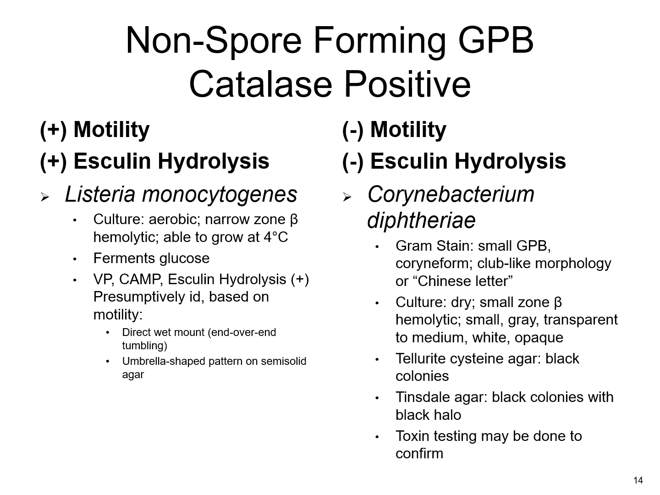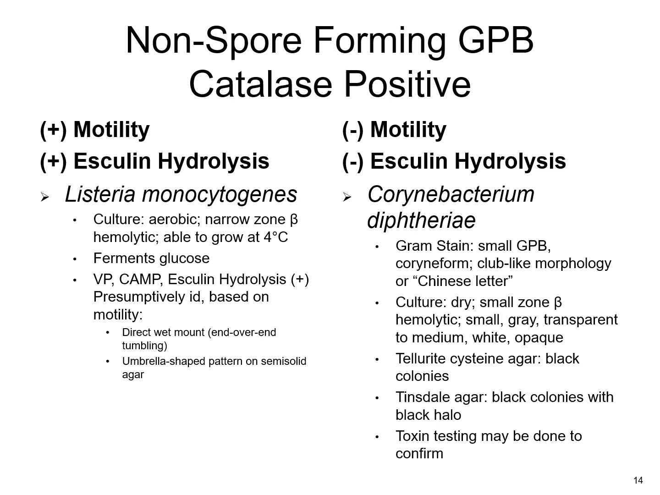From there you could differentiate if it's a Listeria. With this one, your culture will be aerobic with a narrow zone of beta hemolysis. But these organisms are a little bit different because they can grow at 4 degrees Celsius, so this is a cold environment. They ferment glucose and they are positive for a VP test and a CAMP test.